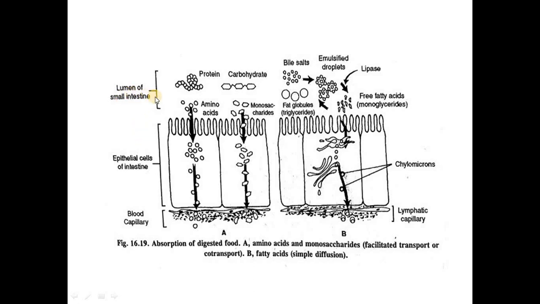So this is the sequential process that occurs from the lumen of the small intestine: how protein is broken down into amino acids and carbohydrate is broken down into monosaccharides, and how, with bile salts, fat globules, that is triglycerides, are converted into simple fatty acids and monoglycerides by the process called emulsification. These smaller pieces, called emulsified droplets, with the enzymes called lipases, are converted into smaller fatty acids and glycerols, and then absorbed by the epithelial cells of the intestine, and transported into the blood capillaries, so that absorption of the digested food occurs.